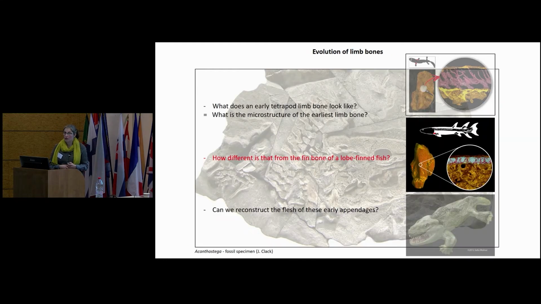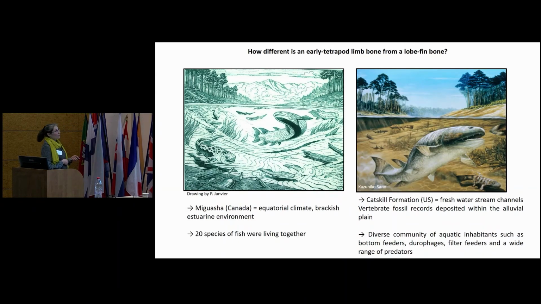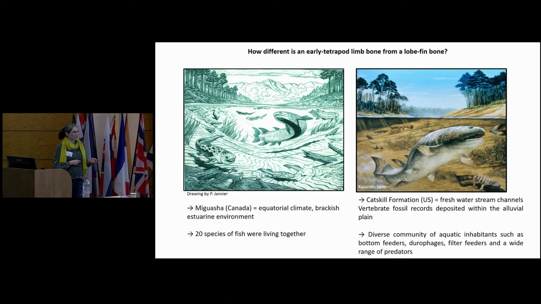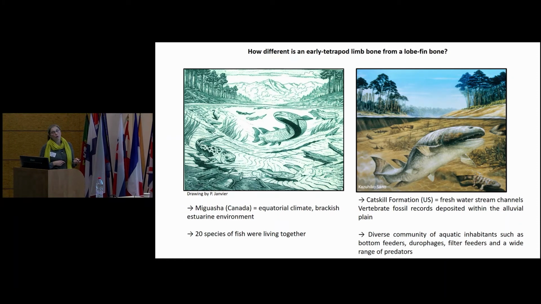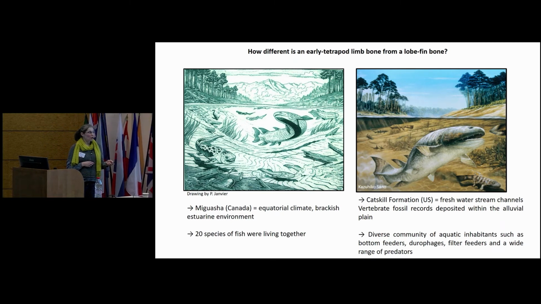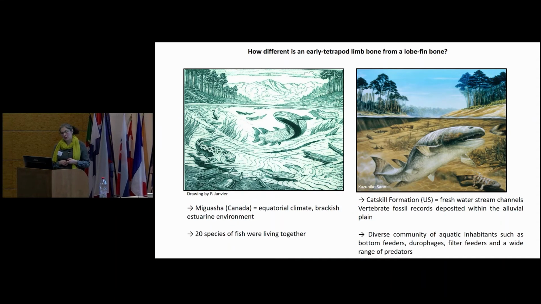So already 360 million years ago, we had exactly the same development of the limb bones. And how different is that from the fin bone of a lobefin fish? Here you have 2 different lobefin fish. One, Eusthenopteron, which is coming from Canada, from Miguasha. So as well, that was an equatorial climate with a brackish estuarine environment, and it was living among about 20 species of fish. And you have here Hyneria, coming from the northern part of the US, Catskill Formation, freshwater stream, and alluvial plain. And it was as well working within a diverse community of aquatic animals.